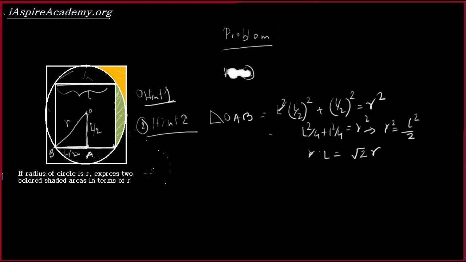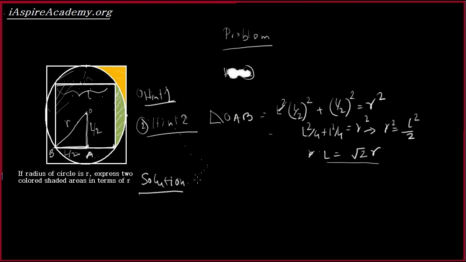So now here is the entire solution. If you can solve with these hints, please go ahead, but otherwise stay on to see the solution. Or if you already solved it, you can compare your solution with mine. So we have expressed L in terms of R. So now let's try to find out the area of the inner square.